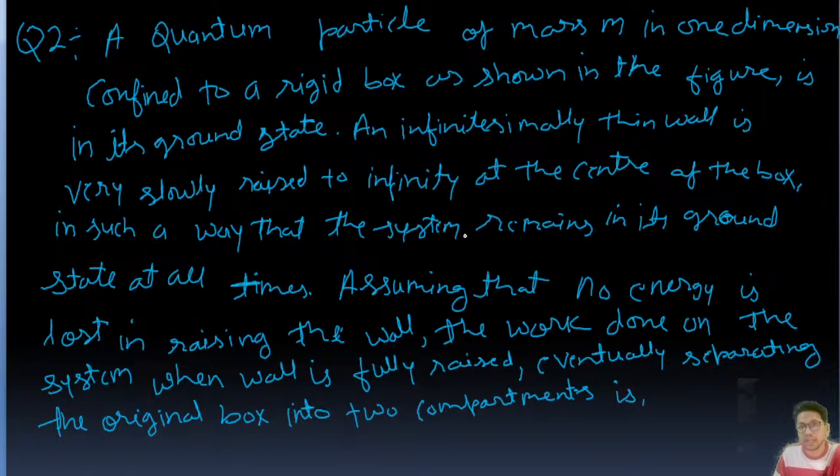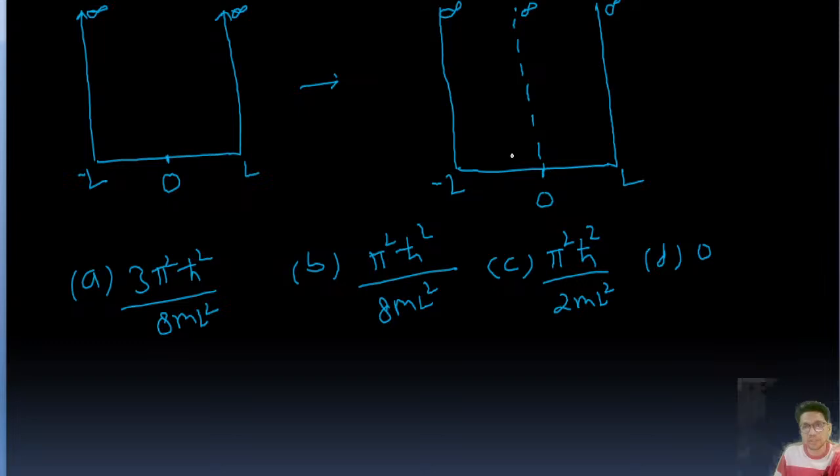In such a way that the system remains in its ground state at all times. The condition is that the system will always remain in its ground state. We have increased the wall to infinity in such a way that the particle will always remain in the ground state.